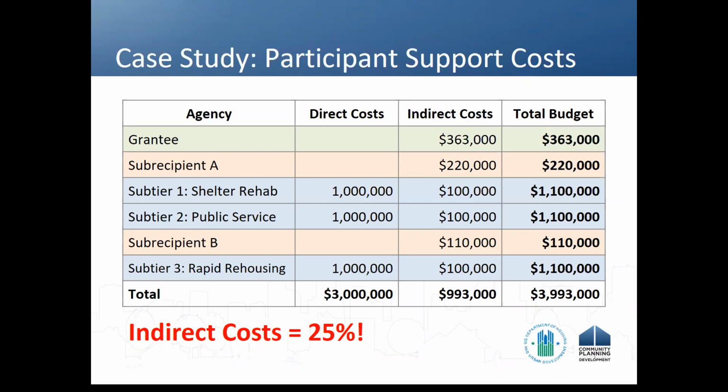This improper application of the 10% de minimis method has resulted in indirect costs consuming a whopping 25% of the entire ESG-CV award. So direct costs for the three activities, the emergency shelter rehab, the public service that was provided, and the rapid rehousing program totaled $3 million. But this improper application of the 10% de minimis resulted in $1 million alone just going to what are assumed to be indirect costs. And I can tell you, this was not what federal regulators envisioned as the best use of federal funding for those in need.